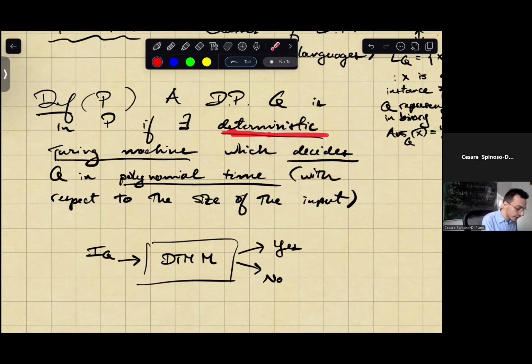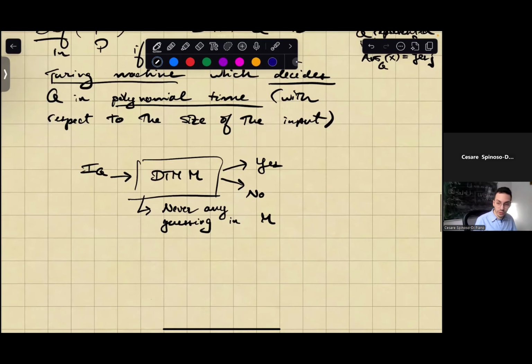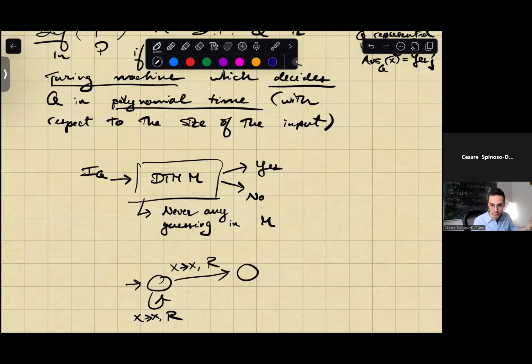It's doing this deterministically, which means that there's never any guessing in M. So recall what guessing looks like for Turing machines: you have something like a loop here where if you're reading X, then you're writing X, you're moving right. But also if you're reading X, then you're writing X and you're moving right and you're going to another state, right? So this would be an example of non-determinism, and this does not occur in a deterministic Turing machine.